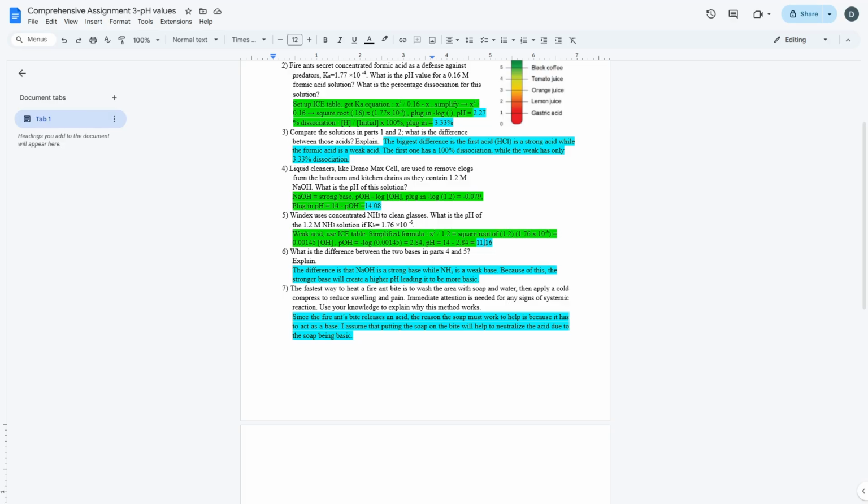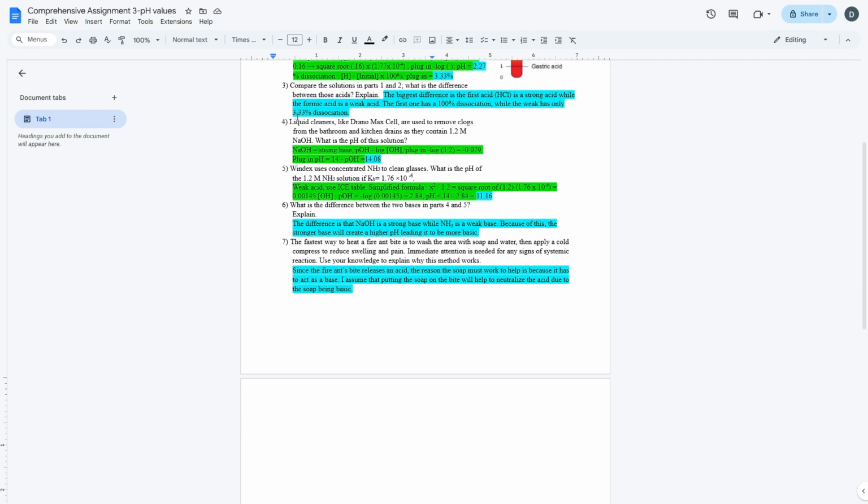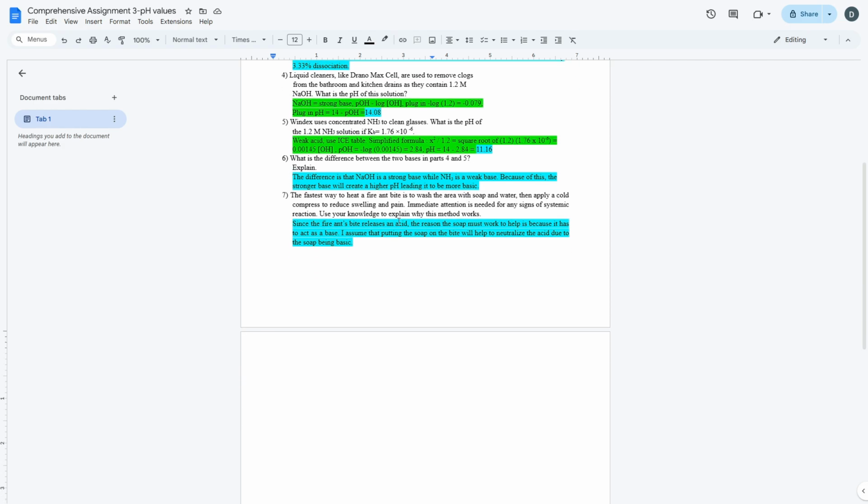What is the difference between the two bases in parts 4 and 5? The biggest difference is that NaOH is a strong base while NH3 is a weak base, and because of this, the stronger base will create a higher pH, and it's going to be more basic just because it's stronger. It will completely dissociate, unlike the weak one.